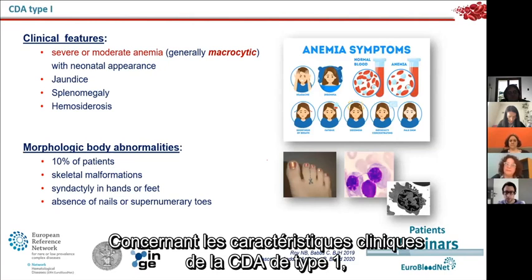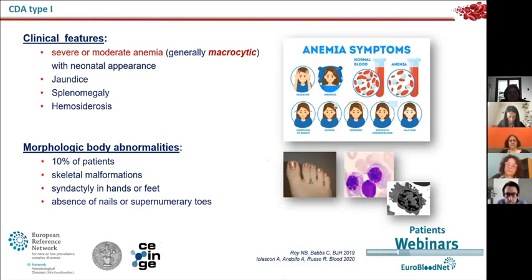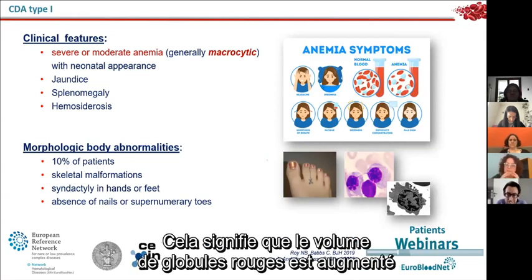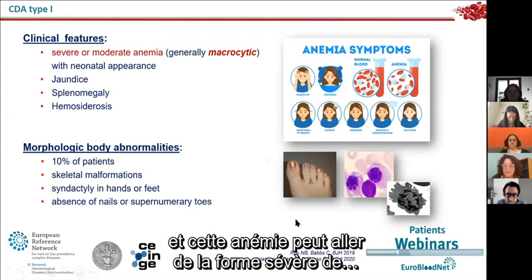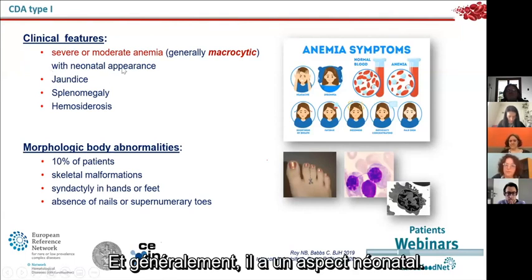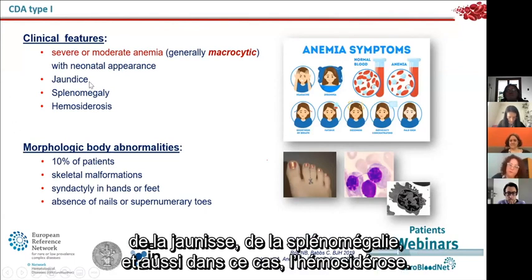Regarding clinical features of CDA type 1, we have to know that this condition is generally characterized by anemia that is generally macrocytic. This means that the volume of the red blood cell is increased, and this anemia may range from moderate to severe, and generally it has a neonatal appearance. But also in this case, we may have the observation of jaundice, splenomegaly, and also hemosiderosis.